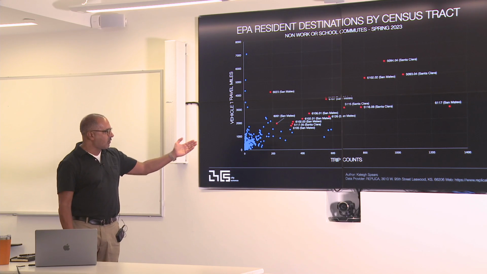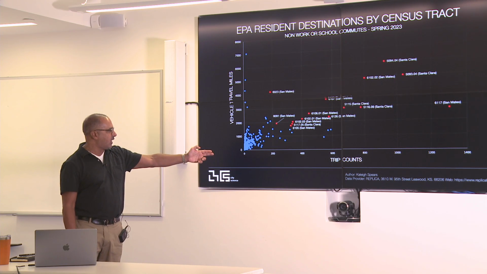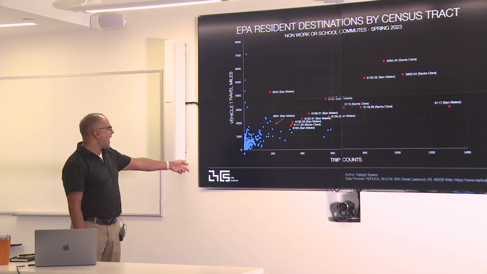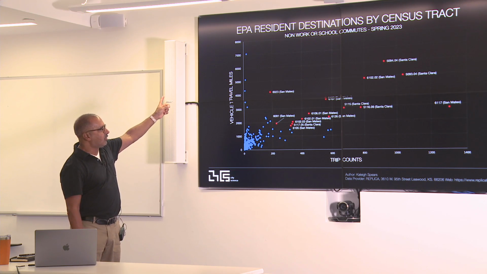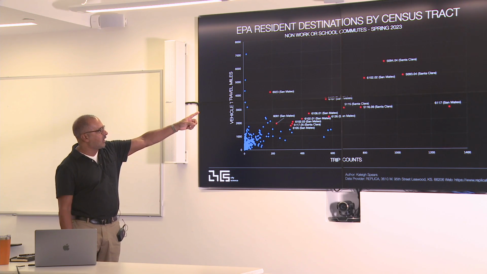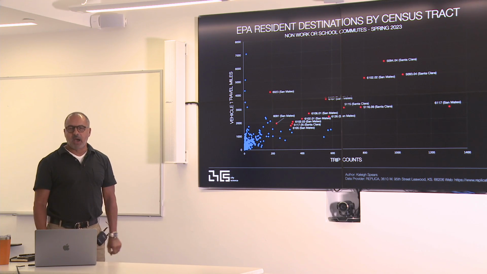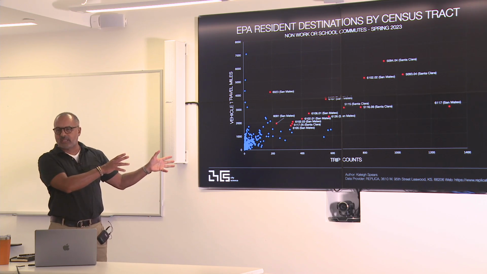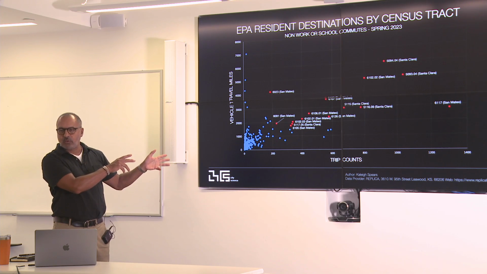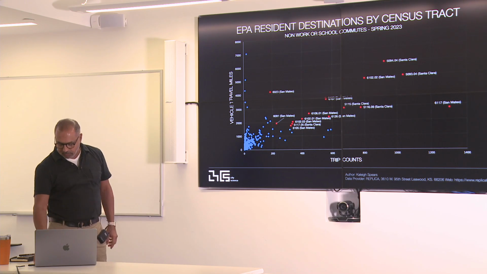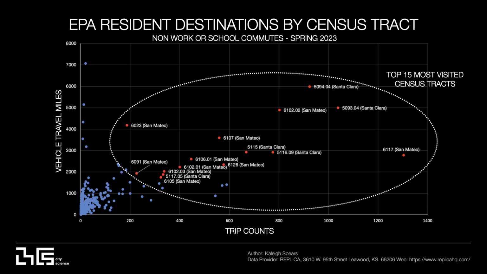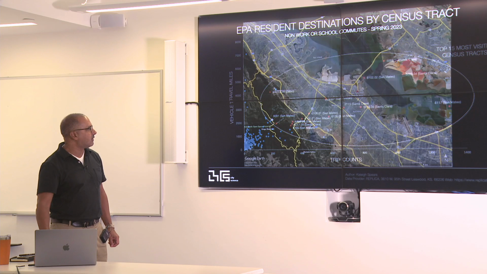You've got the number of trip counts on the x-axis, and the miles traveled. So Santa Clara gets the highest amount of trip counts, as well as contributes the most mileage. So whatever amenities and services that people are going to in those locations are probably the most important for us to look at. So we looked at the top 15 census tracts to investigate this.